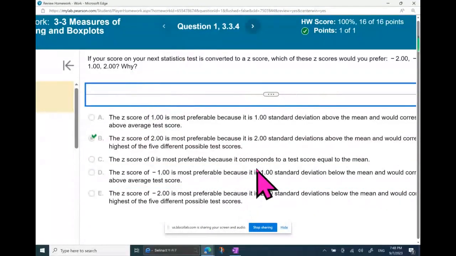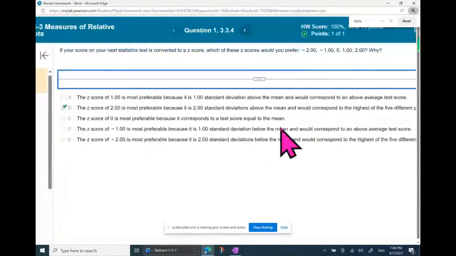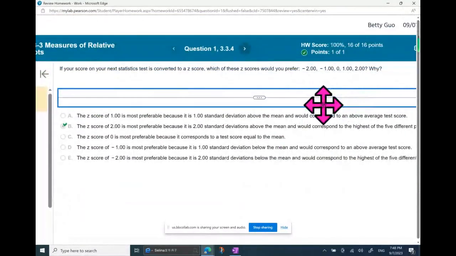Let me make this smaller. I couldn't see the whole thing. We have -2, -1, 0, 1, 2. Which one do you prefer? Let me cover my answer here. Too late. Okay, do you understand the question?